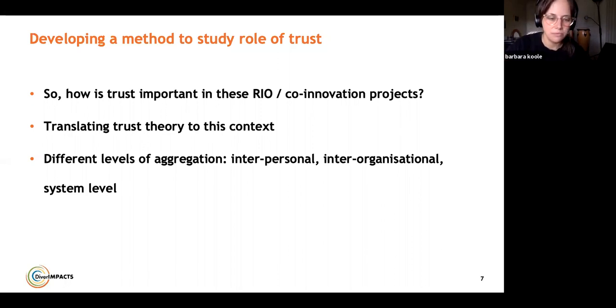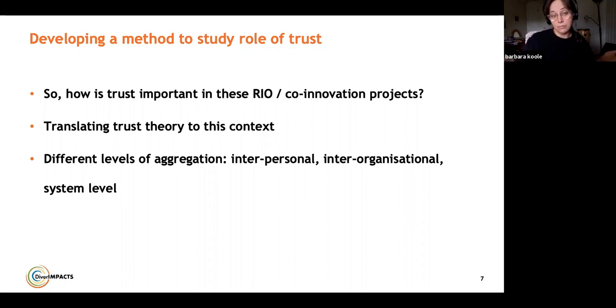So one big measure that I took is that I distinguished 3 levels of aggregation. Because when you're co-innovating, there's always a room where people come together in workshops and collaborate with each other. And on this interpersonal level, there's already a lot of trust dynamics going on, because it may be people that already have worked together before with either positive or negative experiences.